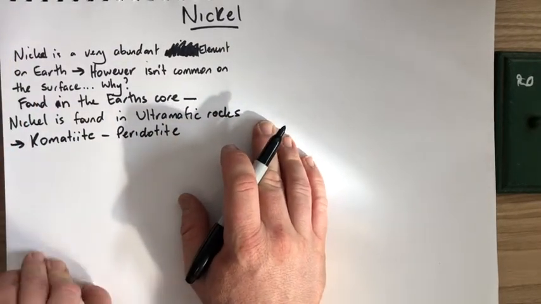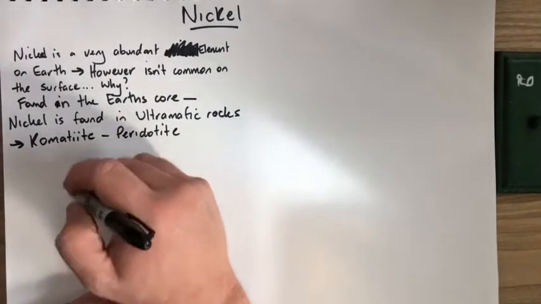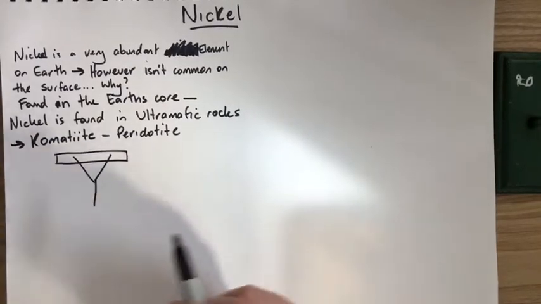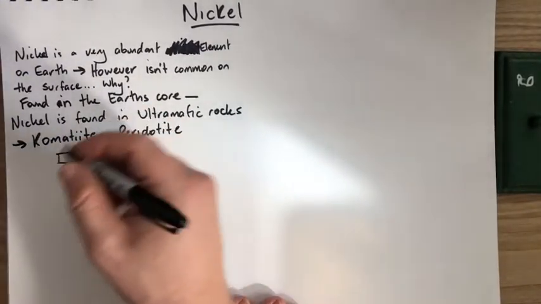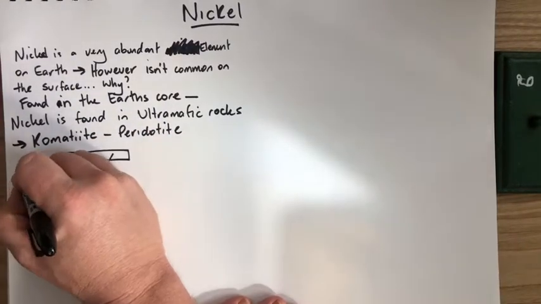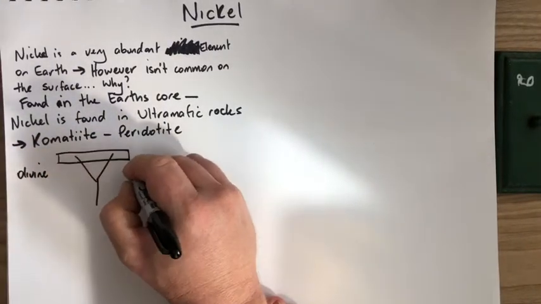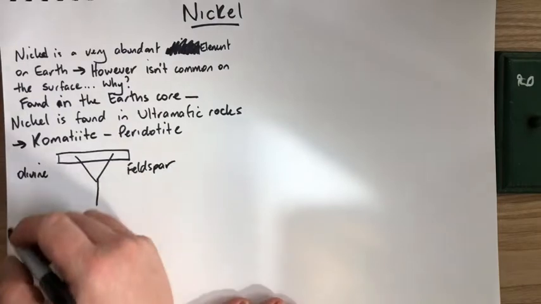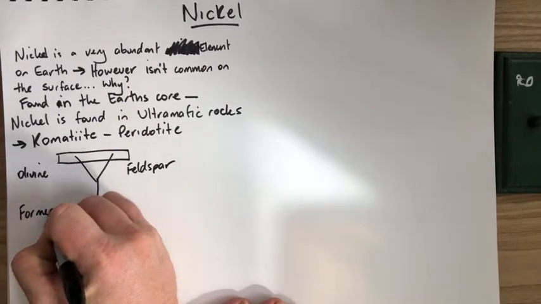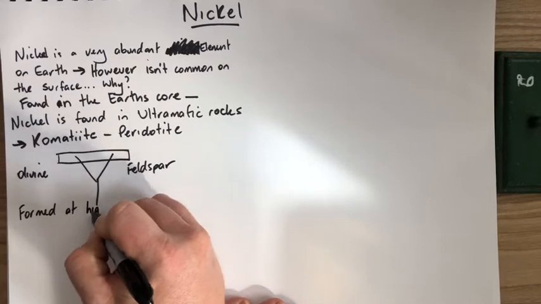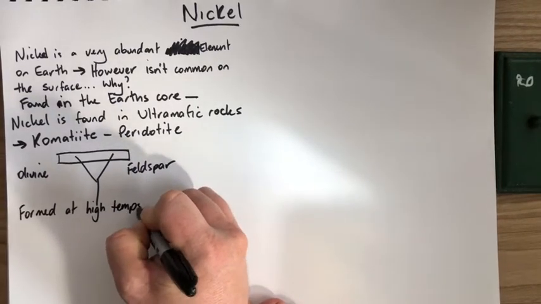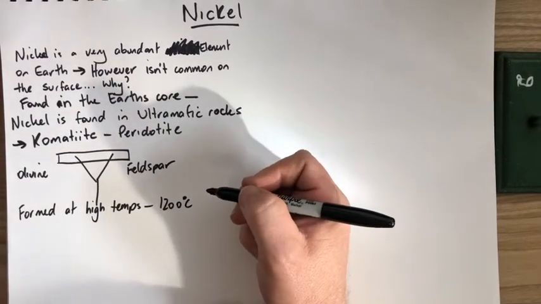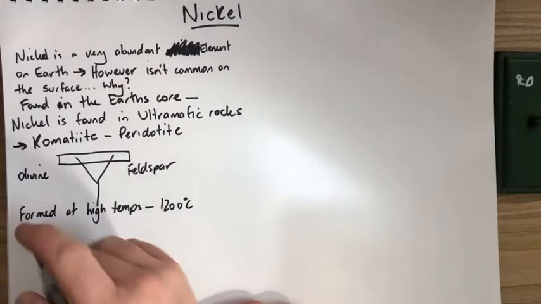So ultramafic rocks, as you guys will know, if we think about Bowen's reaction series, form in the very upper part of Bowen's reaction series, and they're made out of olivine and feldspar. They're also made at very, very high temperatures. If we think of high temps, we think of over 1,200 degrees Celsius. Now, ultramafic rocks can no longer form on Earth.